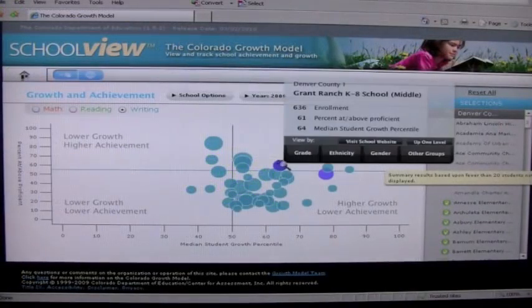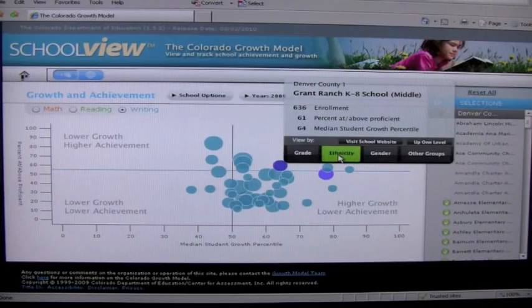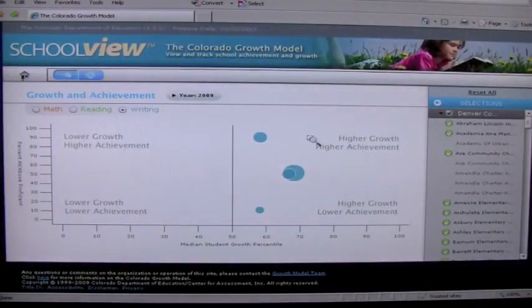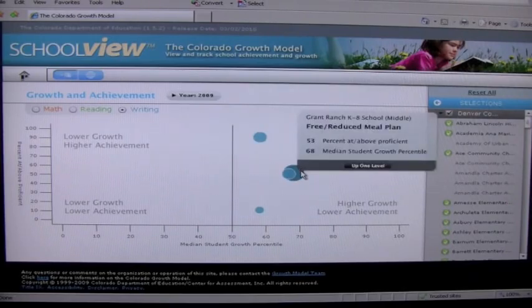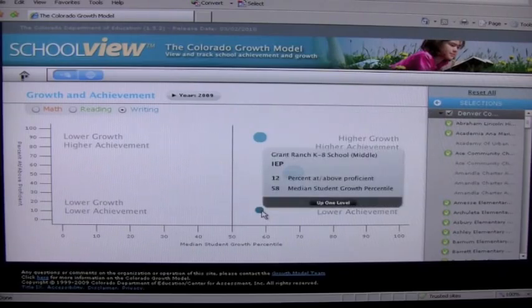Now within one of these schools, if we want to take a look at Grant Ranch K-8 Middle, we want to look at how different groups of students are doing. We can look at different ethnicity groups, or girls and boys, or other groups. And we'll click on other groups for a second. And so now we're within Grant Ranch K-8 Middle School, and we're looking at the growth and achievement of gifted and talented students, of students that are eligible for free and reduced priced lunches, which would be your students that are low income, and we're looking at students that are English language learners, and students on IEPs.